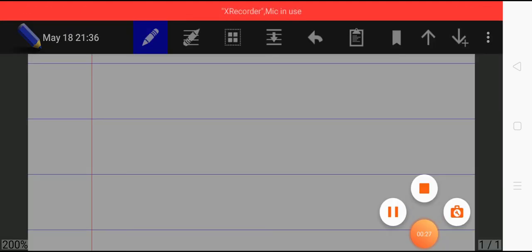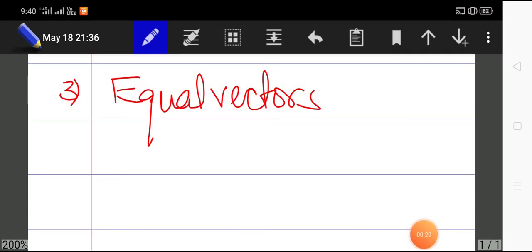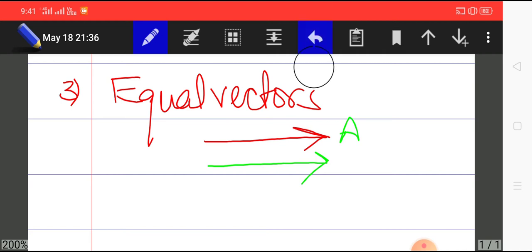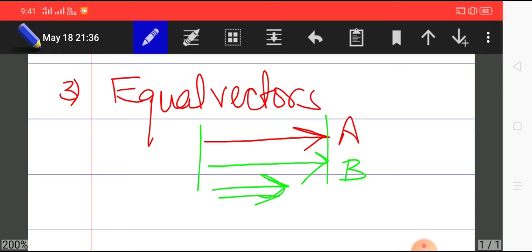We'll continue forward. Equal vectors. Vectors will be equal vectors if they are the same in magnitude and the same in direction. Then we can say these are equal vectors. Like here, A vector is equal to B vector because they are the same in magnitude, their length is the same, and their direction is also the same.